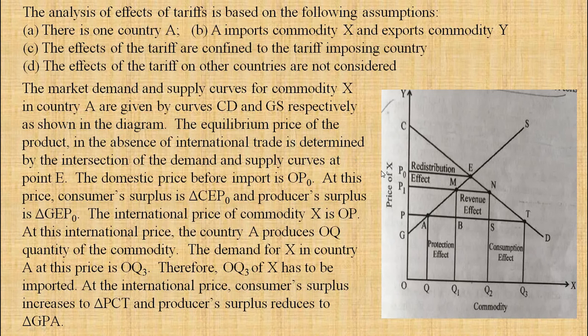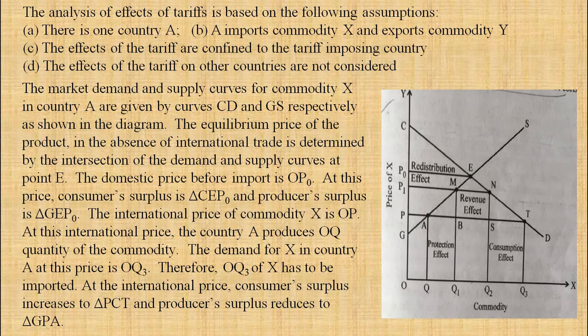The market demand and market supply curve for commodity X, this is the supply curve, this is the demand curve, in country A are given by the curves DD and SS respectively as shown in the diagram. The equilibrium price of the product in the absence of international trade is determined by the intersection of the demand and supply curve at point E. You are aware that the DD curve and SS curve are intersecting each other at this point. So here the price is determined.